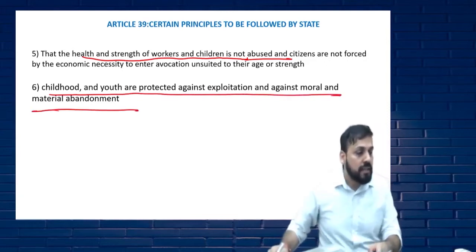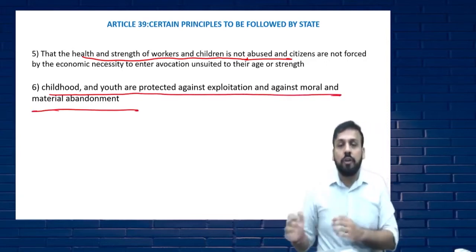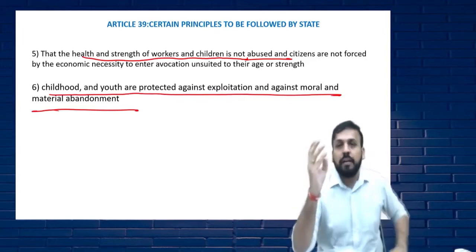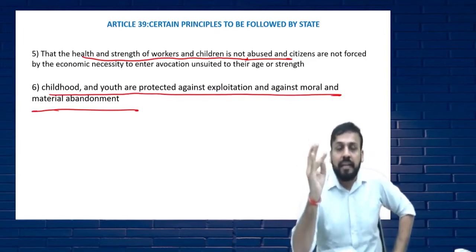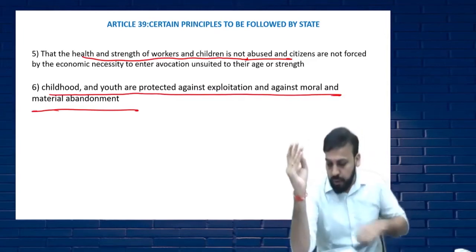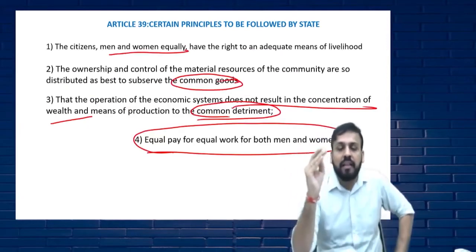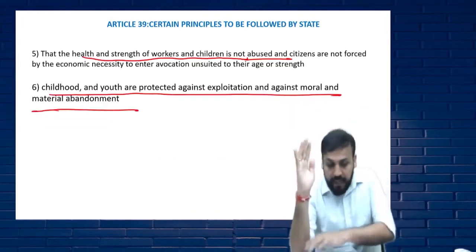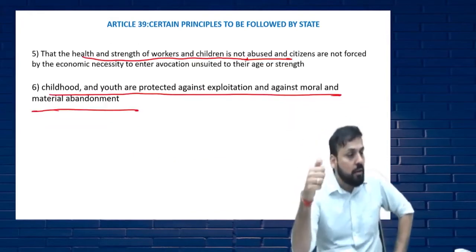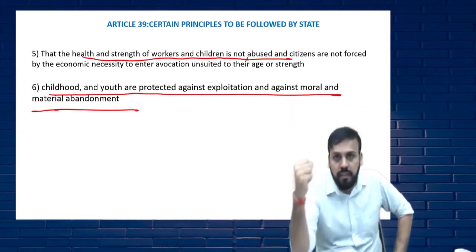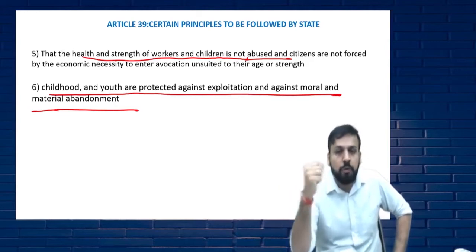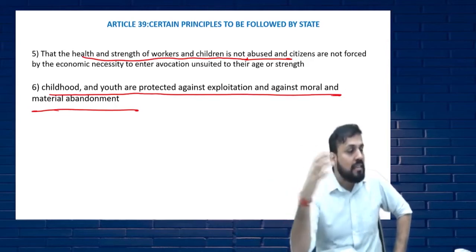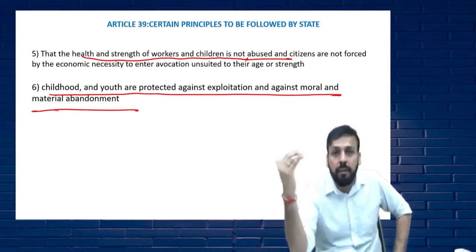Are you understanding this? So Article 39 is talking about many things. Treat men and women equally. Pay equally to men and women. Don't concentrate wealth in the hands of a few people. Work for a common goal. And the health and strength of workers and children should not be misused, and children and youth should not be exploited. These are the many things said in Article 39.